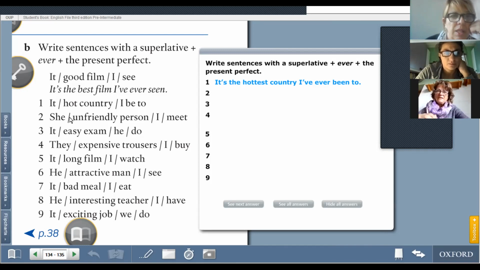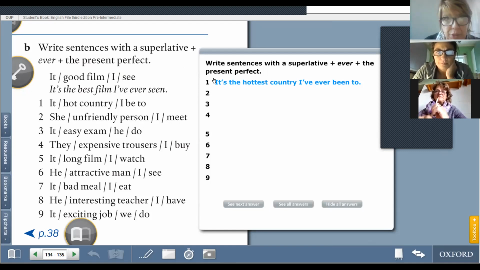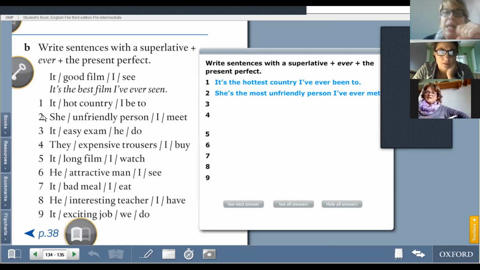She is the unfriendly, superlative. Unfriendliest. Not too long, no? The best friendly person I've ever met. Because it's the past participle of the verb. So she's the most unfriendly. For friendly we can say friendlier, but here we have two other letters, UN, unfriendly. So it's becoming too long, so of course we have to put most. She's the most unfriendly person I've ever met.